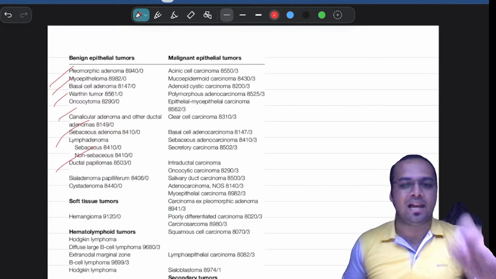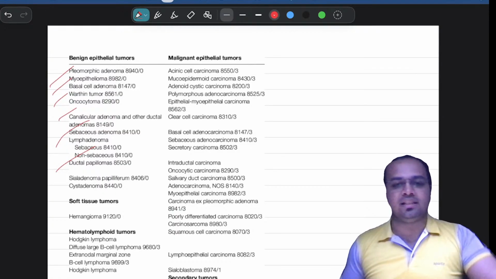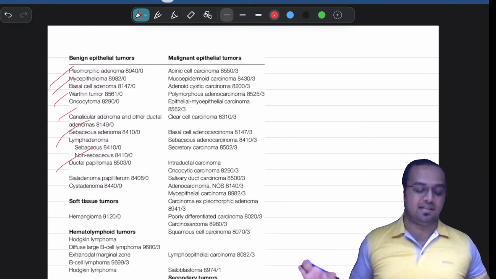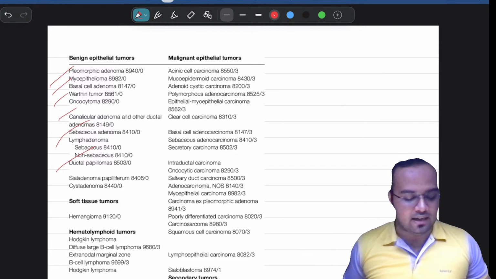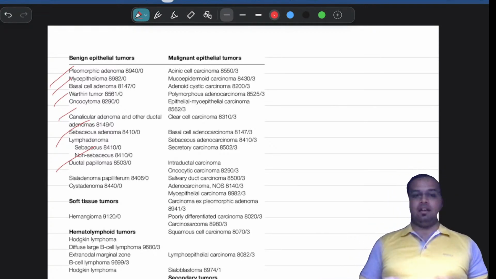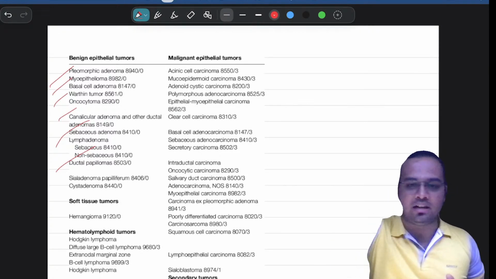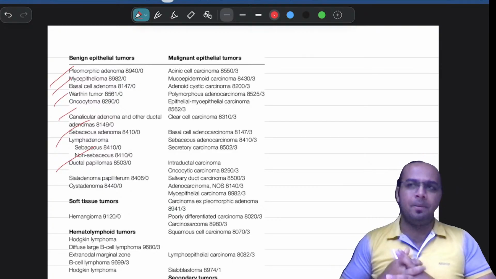We already saw any malignant tumor: radical surgery, high risk features, radiation, then no role of chemotherapy. I hope it is crystal clear. You can write a short note on any of the tumors if it is going to come in your paper or in your exam. I hope it is crystal clear.